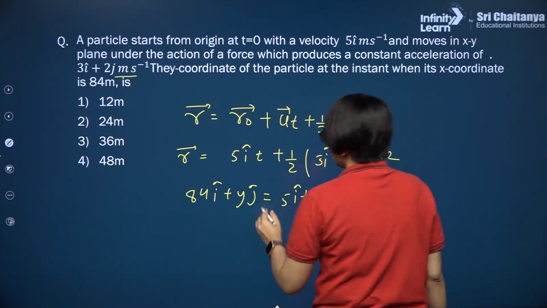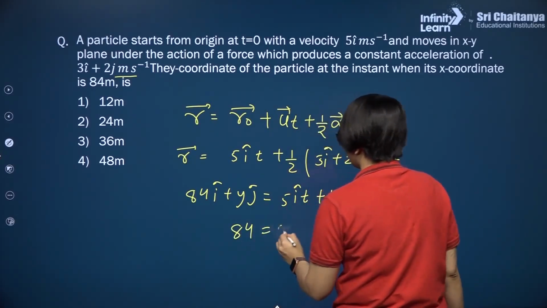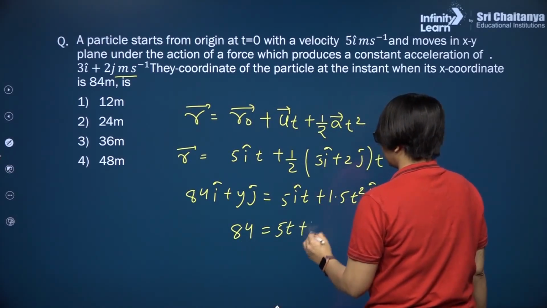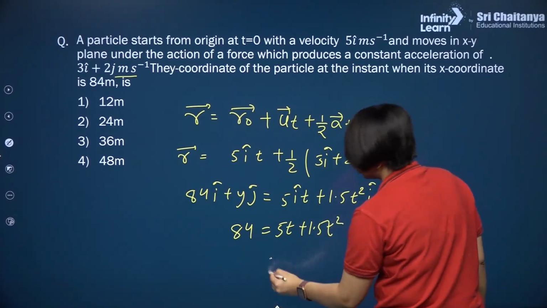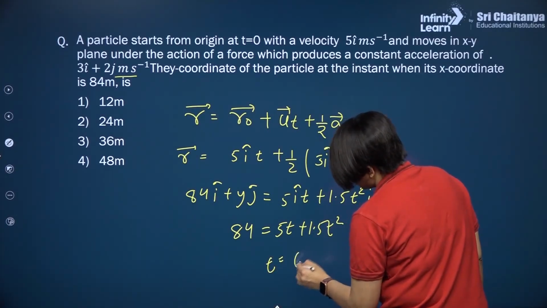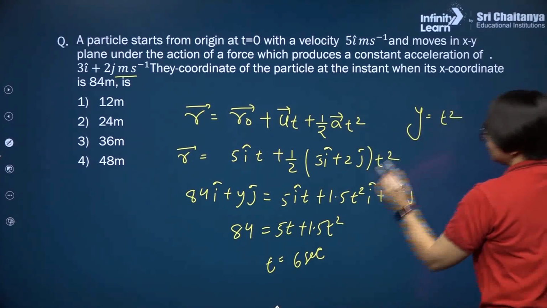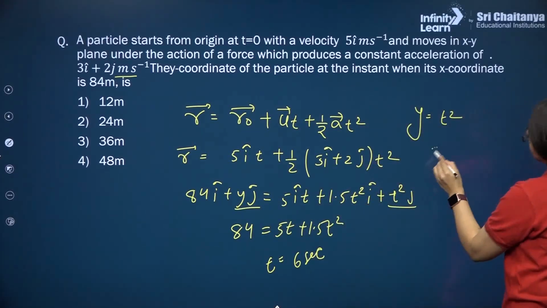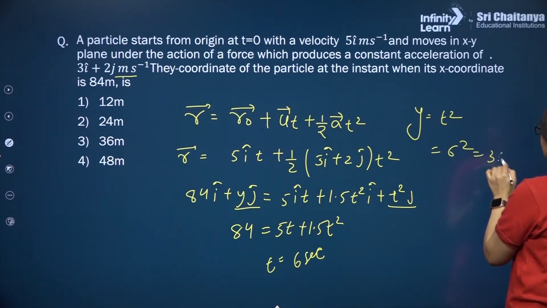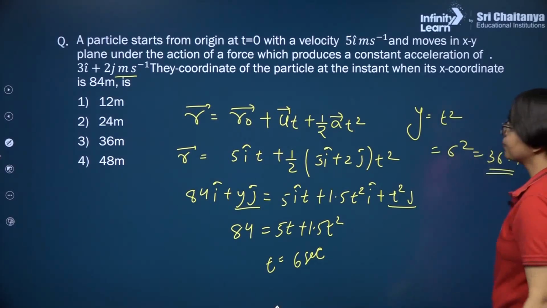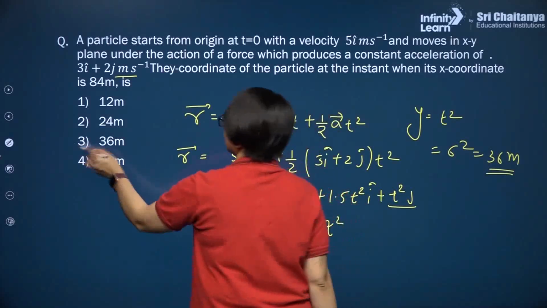So if you compare i component, 84 should be 5t plus 1.5 t square. After solving this one, you will get the value of time as 6 seconds. So y component will be y is equal to t square over here. This should be equal to this. So it is 6 square, that is 36 meter. Okay, which is option 3.